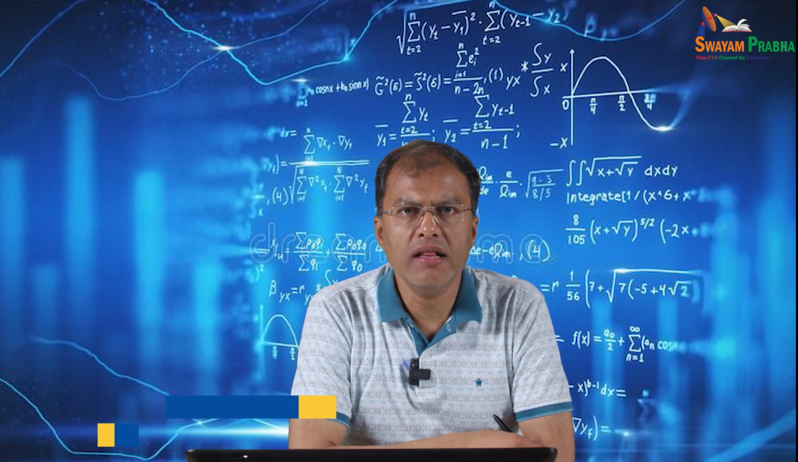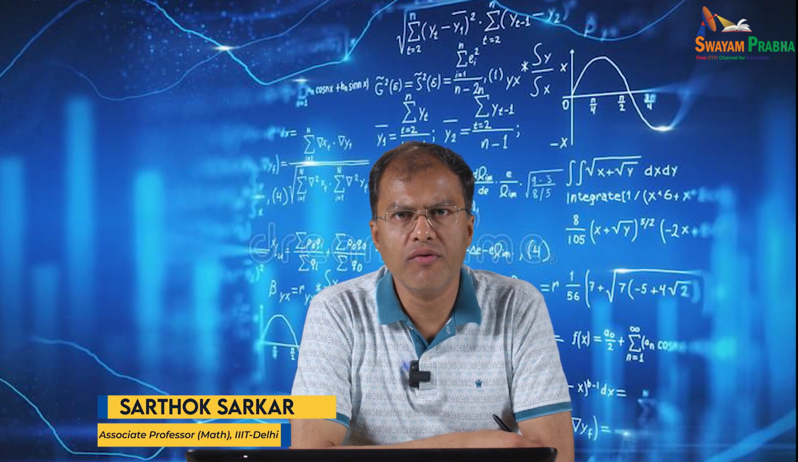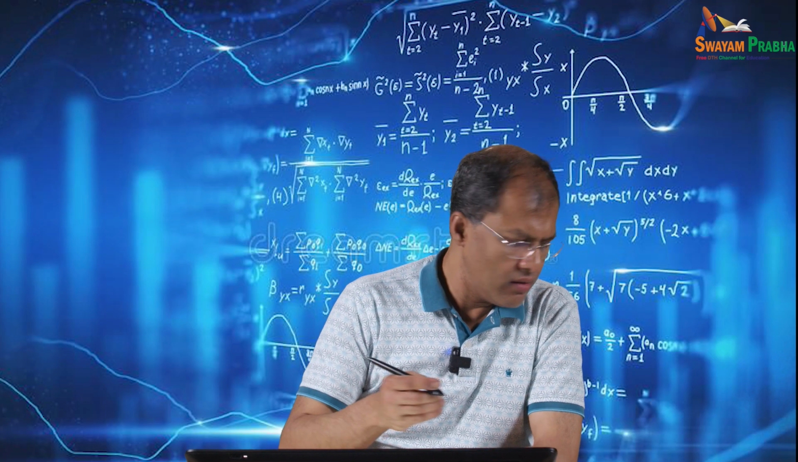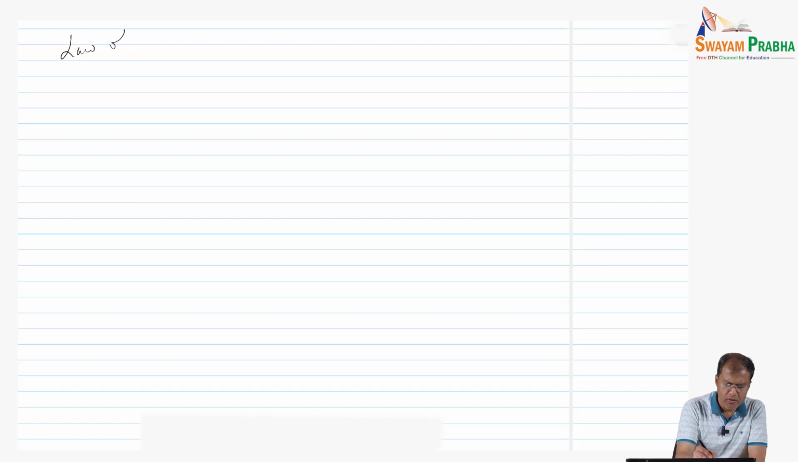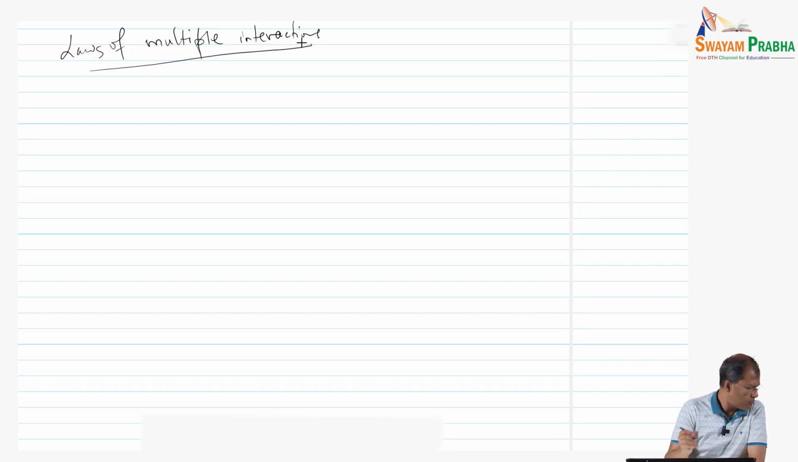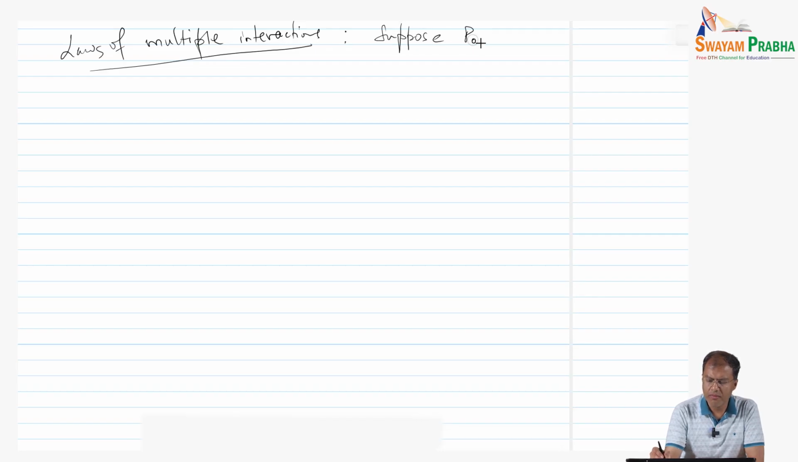Welcome back everyone, and in the next module we will right away start with the laws of multiple interaction. So suppose we have particles P0, P1, P2, up to Pn, I should say n minus 1. So suppose we have n particles, Pi's, and these particles are interacting with each other with respective forces, right?